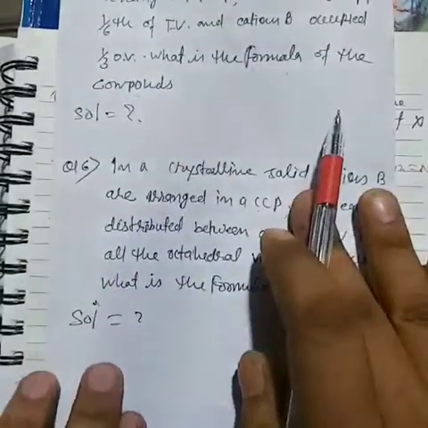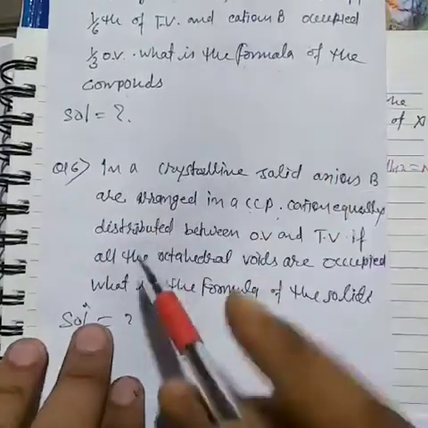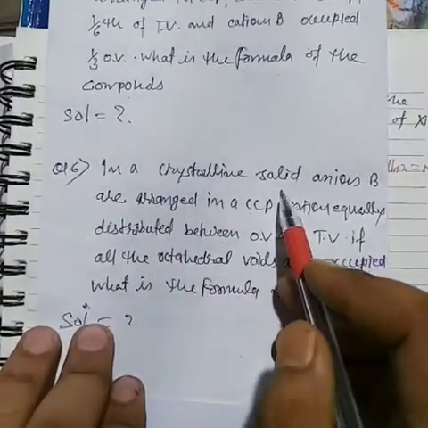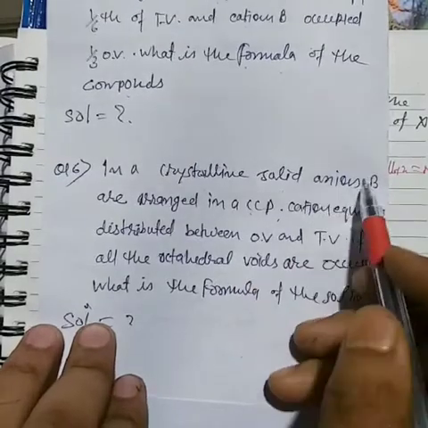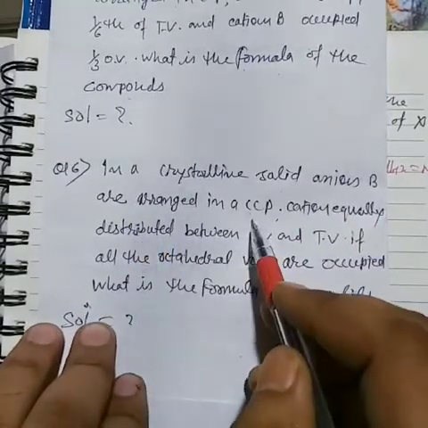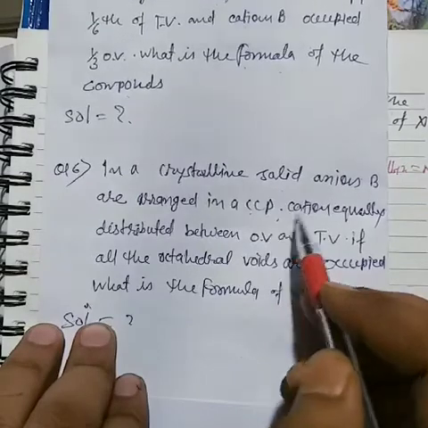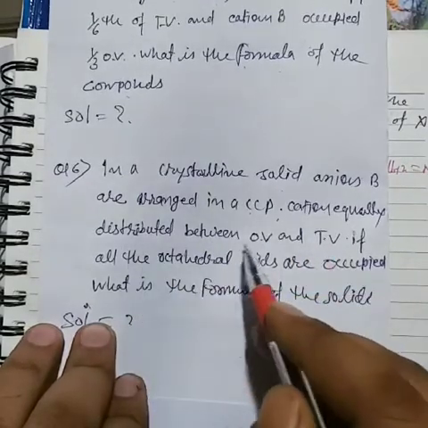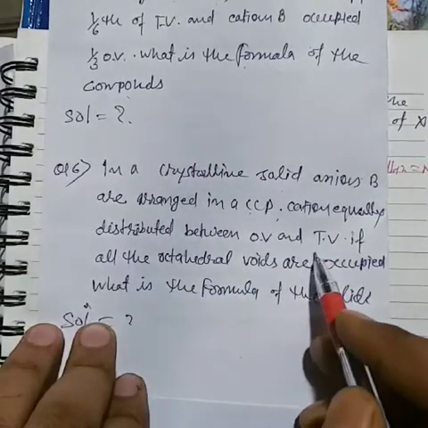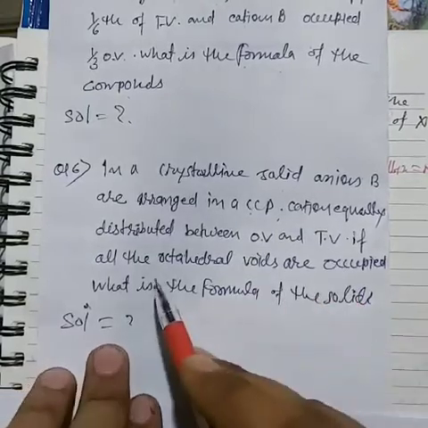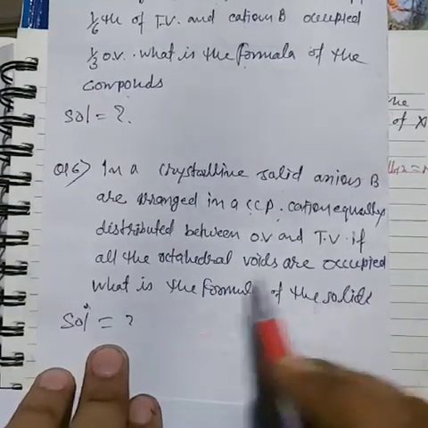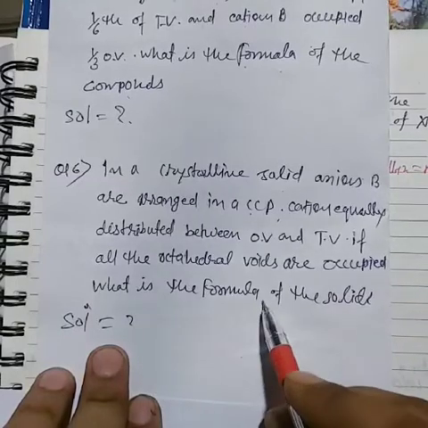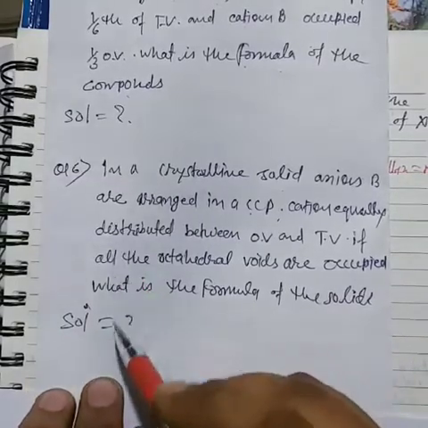Now question number 6, in a crystalline solid, anion B are arranged in CCP. Anion B are arranged in CCP. Cations are distributed between octahedral and tetrahedral voids. If all the octahedral voids are occupied, what is the formula of the solid? Now see question number 6.